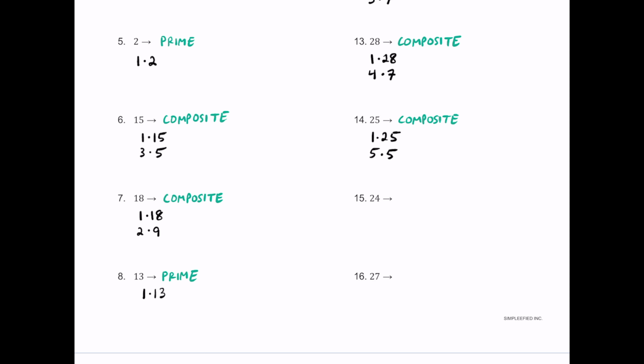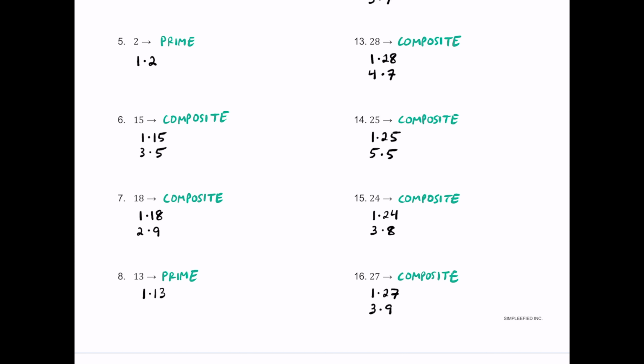For number 15, we have the number 24, so 1 times 24. And then I know 3 times 8 is 24, so that proves this is composite. You could also say 2 times 12 or 4 times 6, and that would have helped as well. For number 16, we have the number 27, so we have 1 times 27. But we also have 3 times 9, right? 3 times 9 is 27, so that makes 27 a composite number.